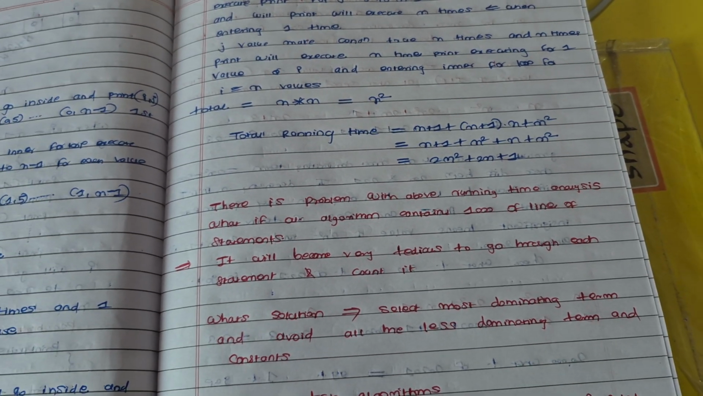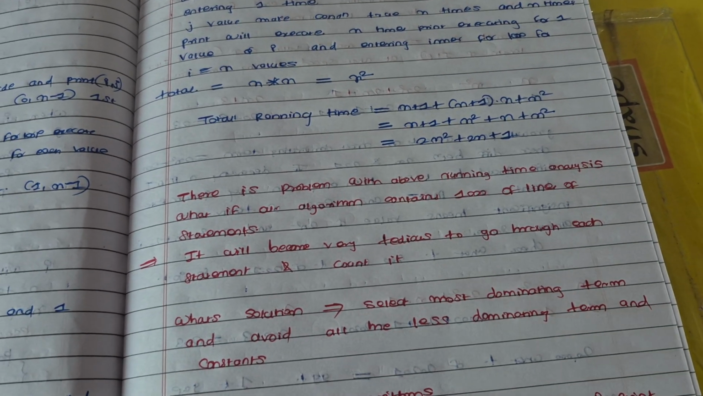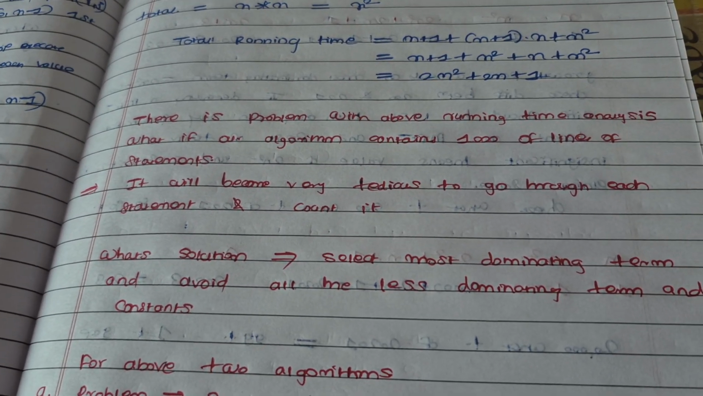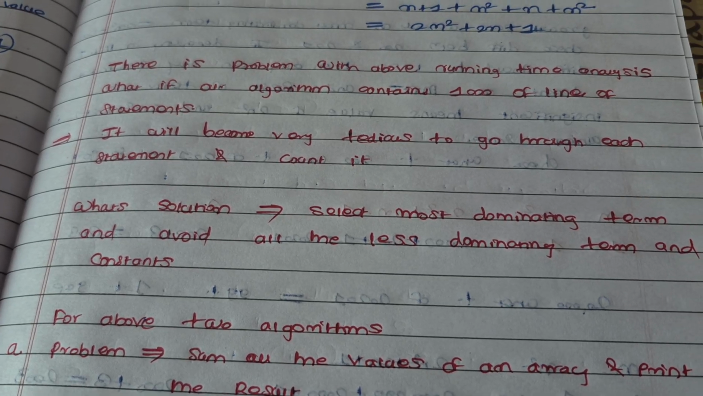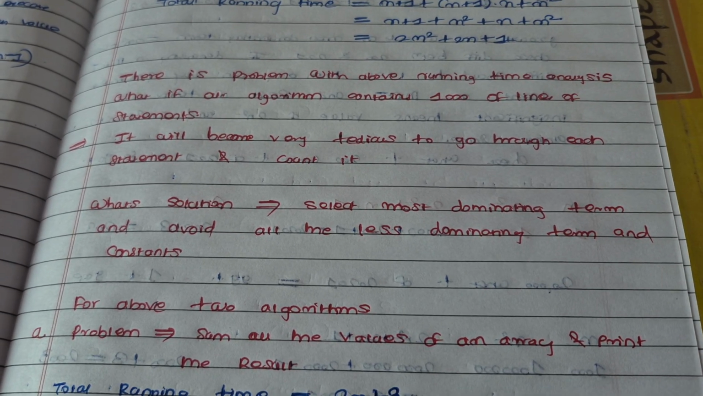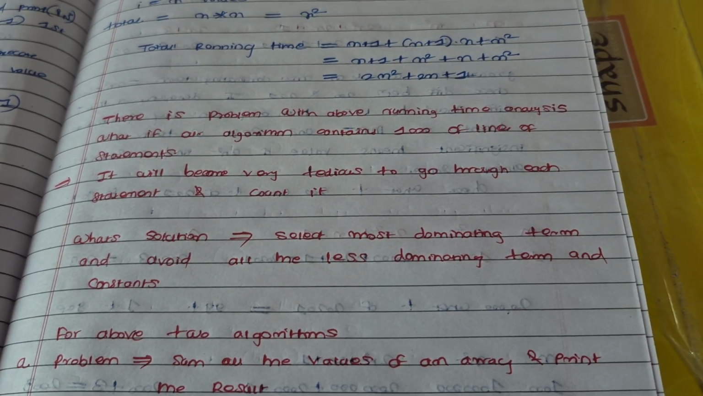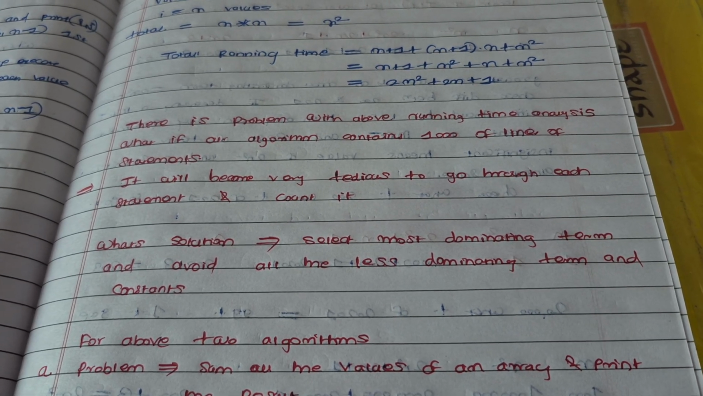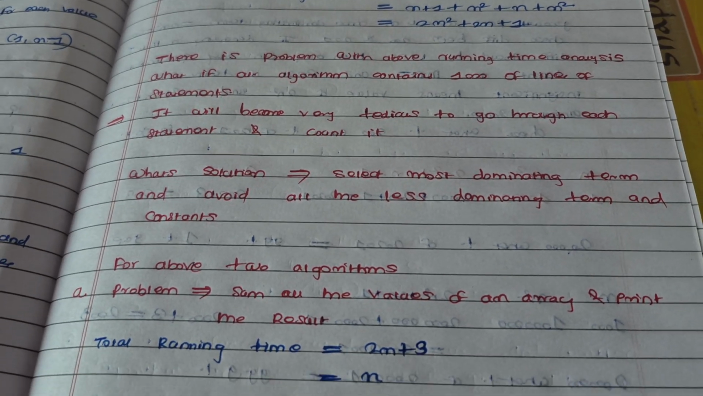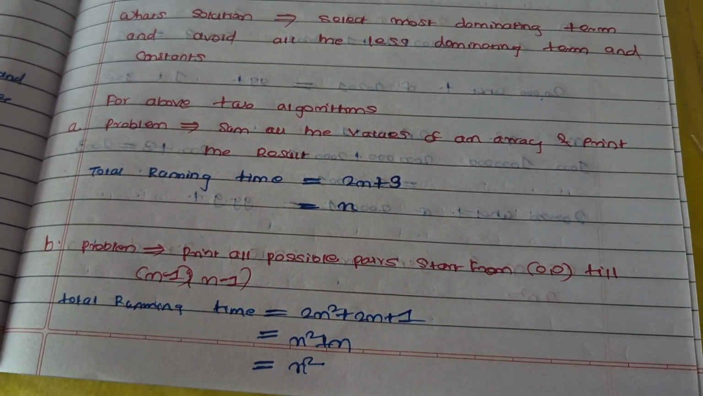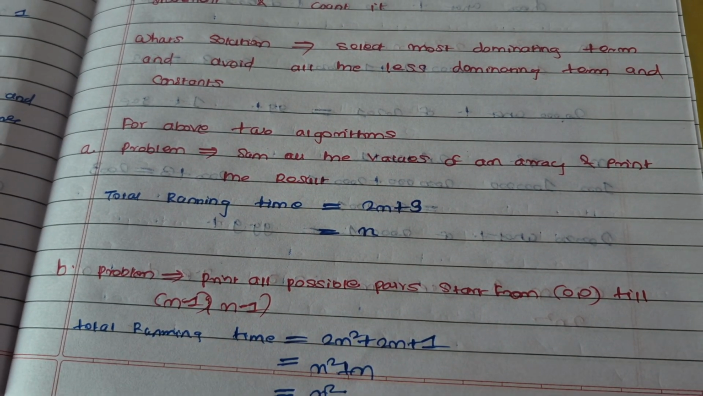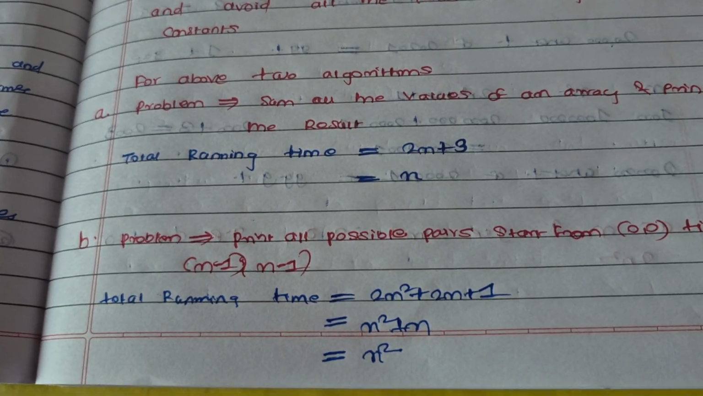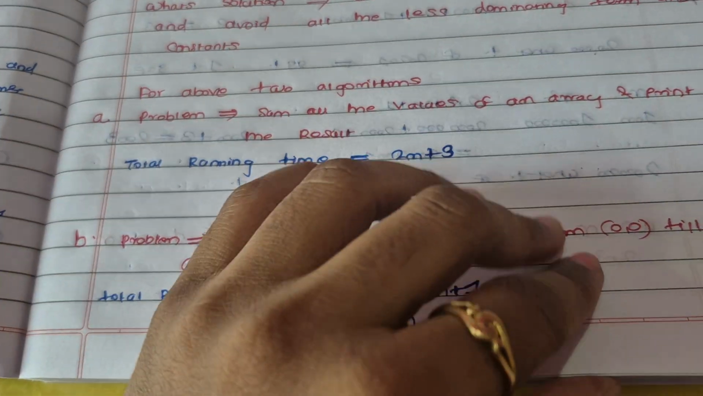So after doing 2 problems on calculating running time for each statement, there might be a problem, because in real time there would be 1,000 lines of code, so we cannot calculate running time for each line. It would be very tedious to go through each statement and count it. So the solution is we need to select the most dominating term and avoid the less dominating terms and constants. The running time we calculated for the first problem was 2n plus 3, and here the most dominating term is n, so we ignored the constants 2 and 3, and same here, n square is the most dominating term.